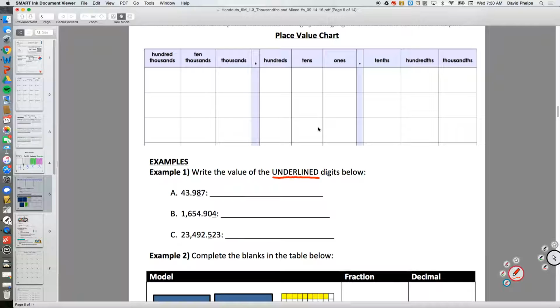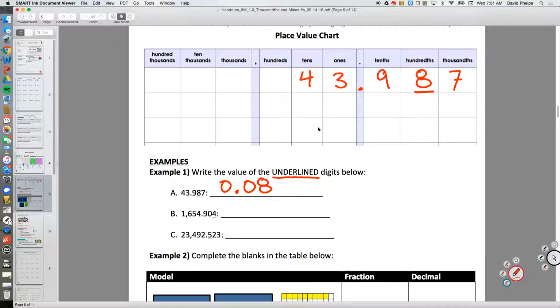Letter A, that number is 43 and 987 thousandths. Let's write that value in our place value chart so we can look at each of the place values. 4's in the 10s, 3's in the 1s, put our decimal place, and then we have a 9, an 8, and a 7. All right, 43 and 987 thousandths. The 8 is underlined, so let's underline that. And we can see now the 8 is in the hundredths place. Well, if the 8 is in the hundredths place, that is 8 hundredths. So the value we would write is 0 and 8 hundredths.